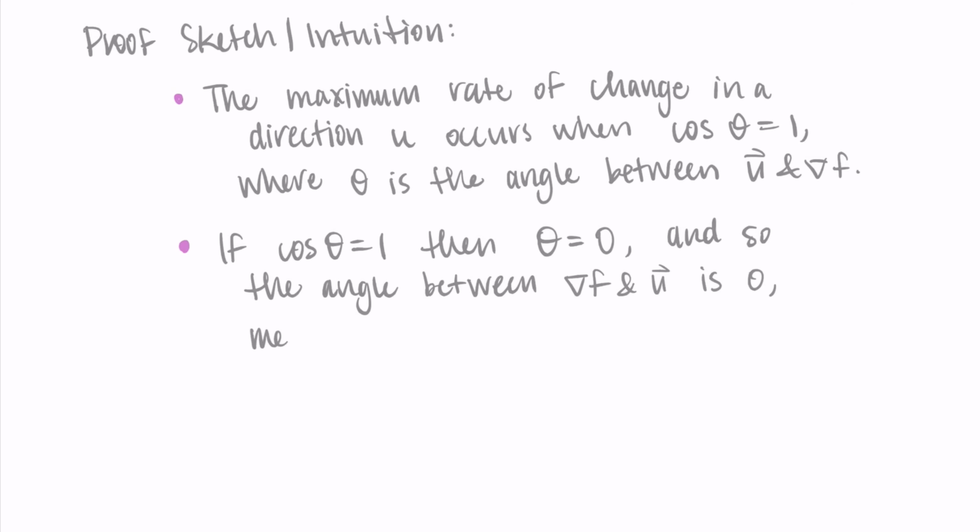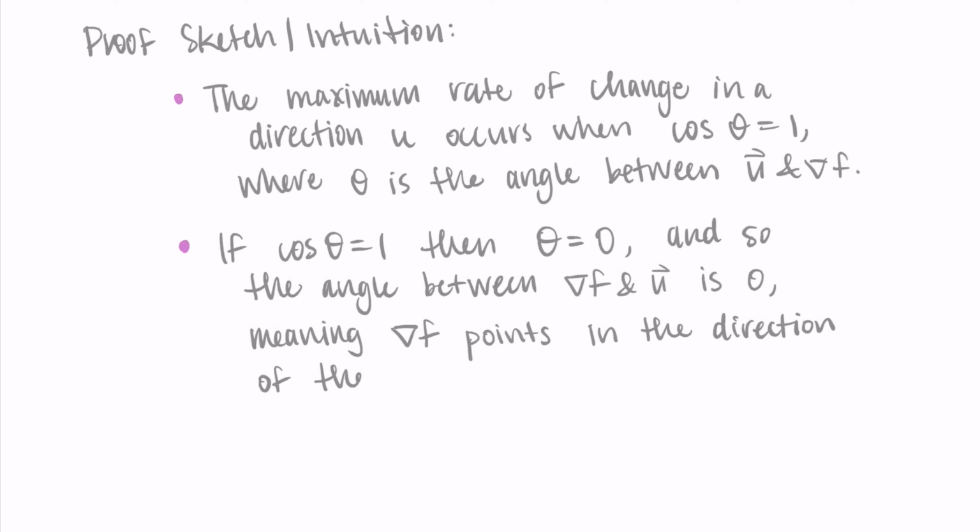This means that the gradient vector points in the same direction as u, which points in the direction of the maximum rate of change, and so we can conclude that the gradient vector points in the direction of the maximum rate of change.